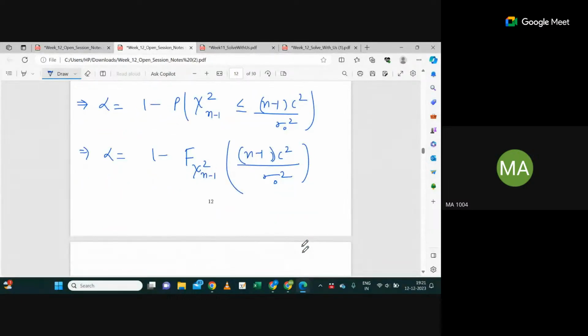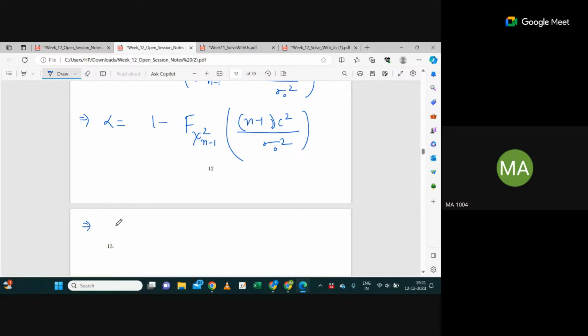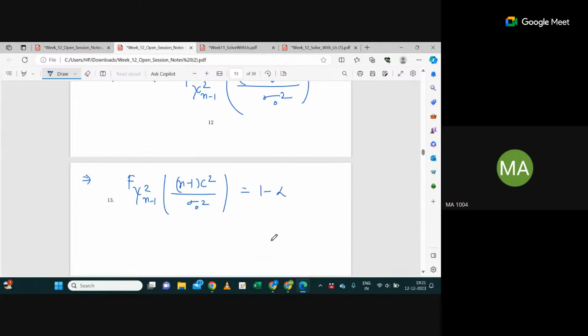The same procedure, only difference is as per our claim, whether it's about variance or mean or something like that, we have to convert in the form of the respective test statistic. Now from here I can do F chi square n minus 1 of n minus 1 times c square divided by sigma naught square equal to 1 minus alpha. Yes or no? From here I can write n minus 1 times c square divided by sigma naught square as F chi square n minus 1 inverse of 1 minus alpha. Yes or no?